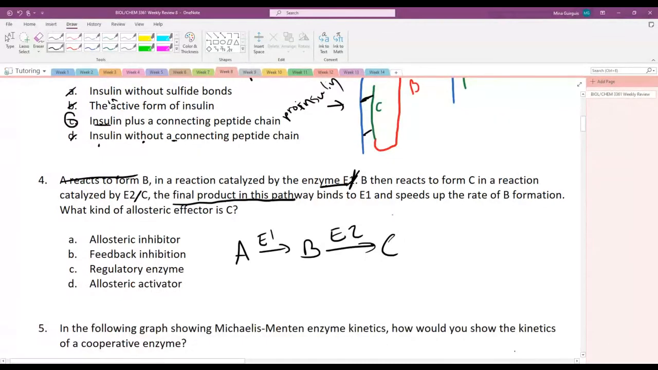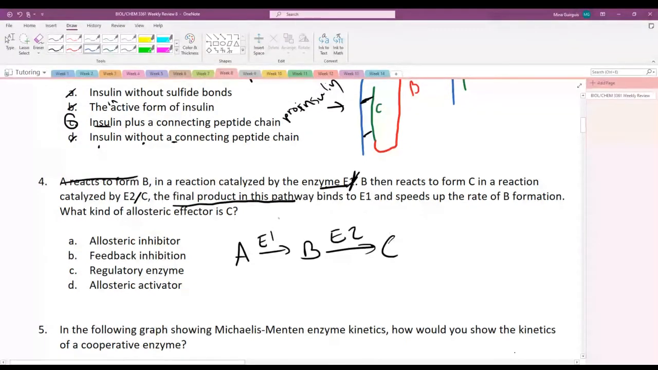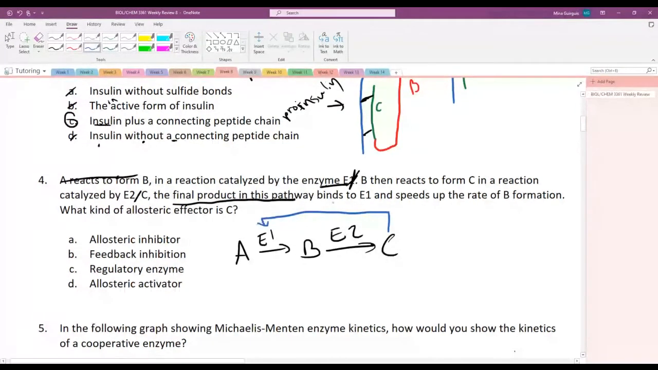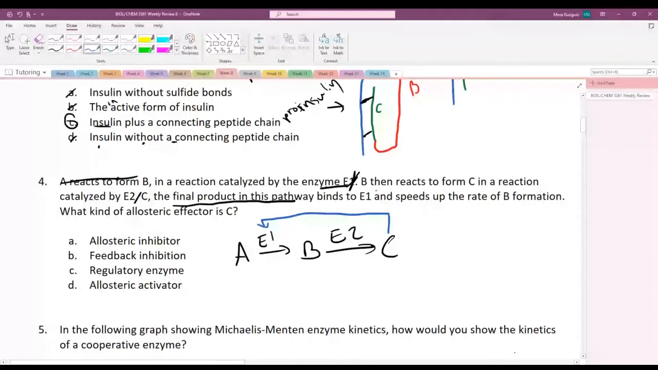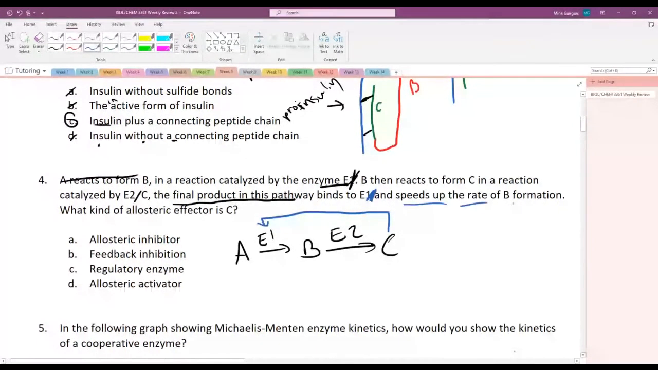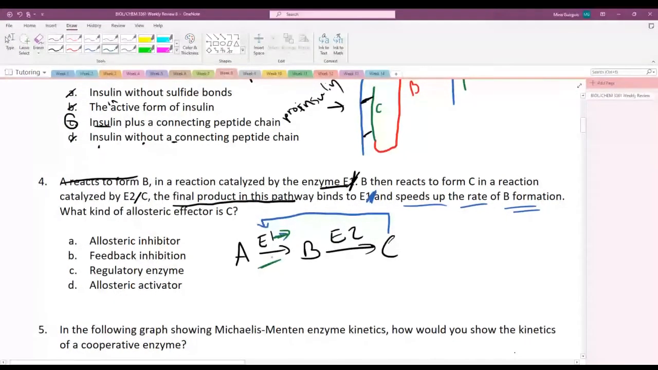So this pathway is done. But C can bind to E1. I'm going to draw it in a different color, blue. Generally speaking, I'm going to draw green as activating, red as inhibiting, blue as we need to figure that out. So it binds to E1. We're good up till here. It speeds up the rate of B formation. Blue speeds it up, so I'm going to change it to green. I'm not going to actually erase and redraw, but I'm just going to say this is now green.